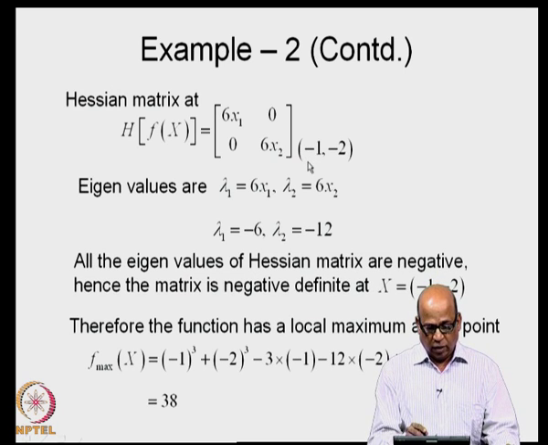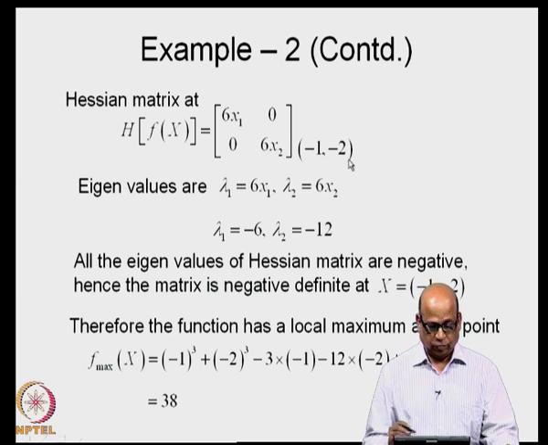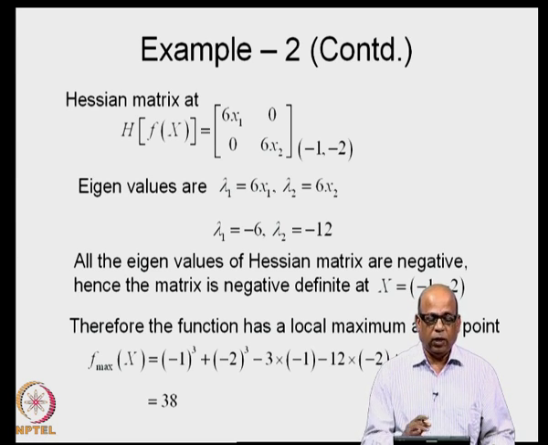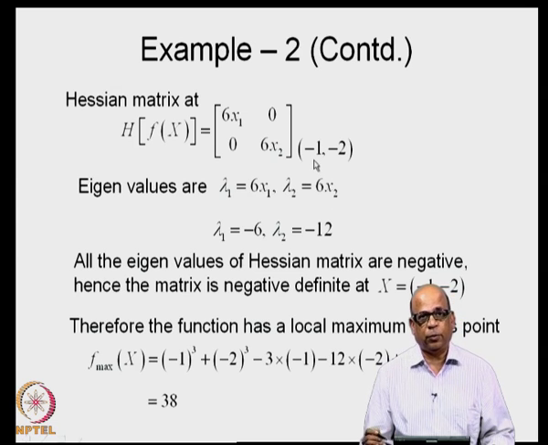We evaluate the Hessian matrix at minus 1 minus 2. So, the lambda values will be minus 6 and minus 12. So, at the stationary point minus 1 minus 2, you get the lambda values as minus 6 and minus 12, both of which are negative, and therefore, the Hessian matrix is negative definite at the stationary point minus 1 minus 2. Because the Hessian matrix is negative definite, the point minus 1 minus 2 corresponds to a maximum value.